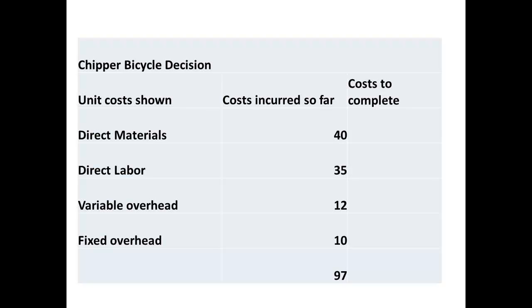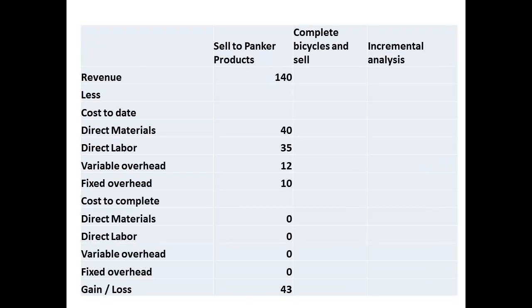The records show that $97 of cost has been incurred on each bicycle to date, comprising direct materials, direct labour, variable overhead and fixed overhead. A further $47 would be required to complete each bicycle. Note that only variable costs are relevant to this situation, since the fixed overhead has already been incurred. Now the alternatives can be compared.